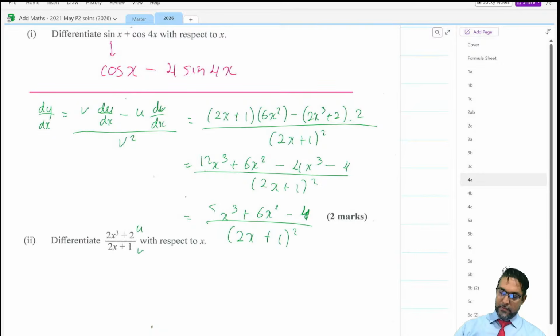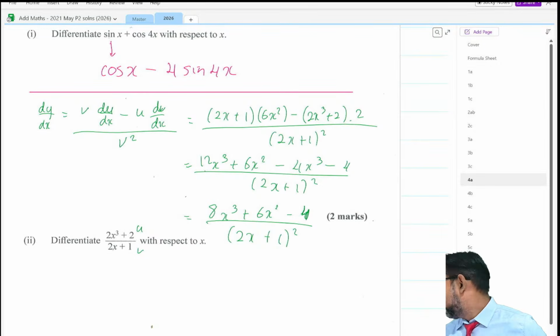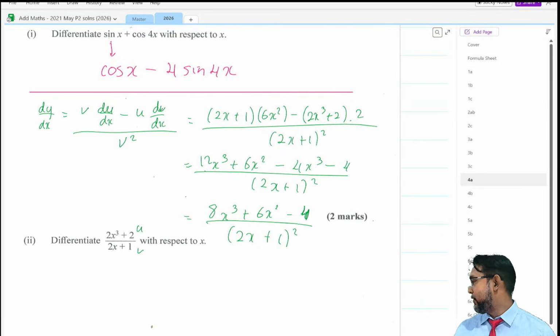8? Yeah. No, wait. It's 8x cubed plus 6x squared. But I have 4x cubed. How did you get 6? It's 4. Oh, because I put 3x. But it is 2x. It's 8 at the end. No, because you're minusing that whole bracket. Oh, right, okay.